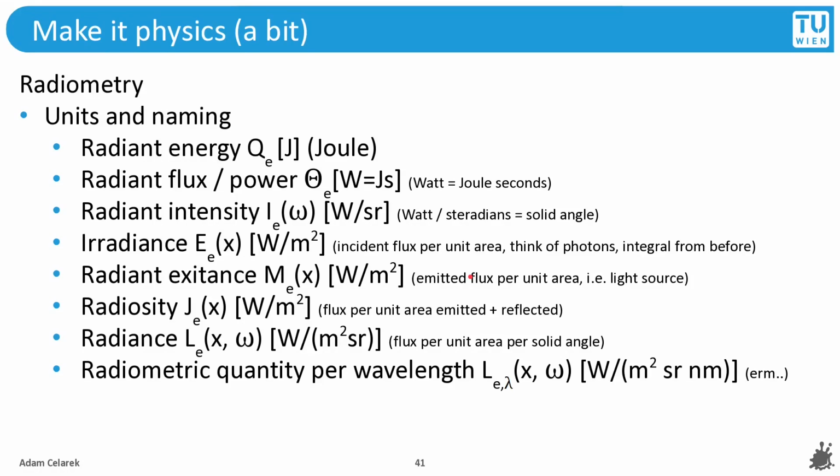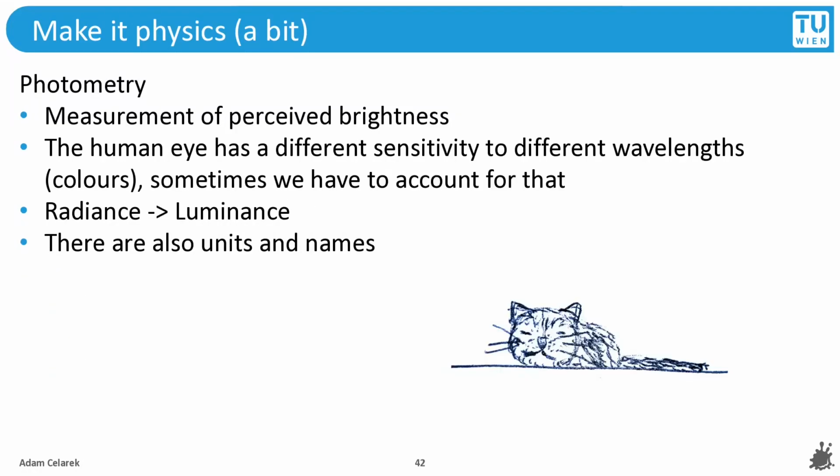Then radiosity, imagine the rain is flying up into the clouds, being reflected by the clouds, and the clouds add some rain. Then radiance, it is the same, but per direction and per area. And finally, radiometric quantity per wavelength.